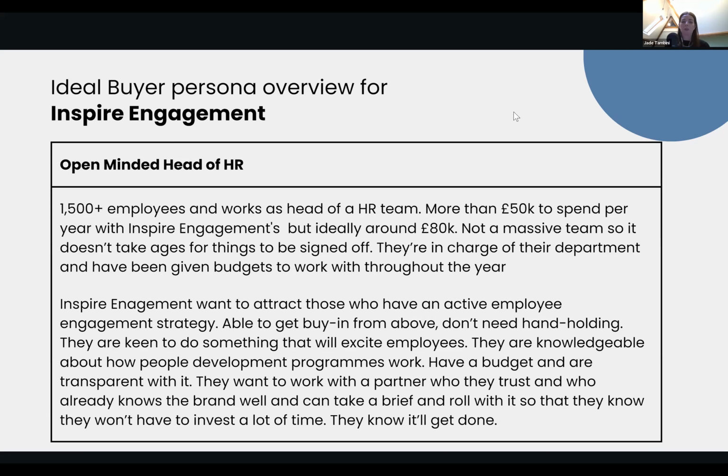So they've got the right number of employees, they're open-minded, they're creative, they're keen to do something that will excite employees. These guys don't want clients who are like, oh, hi, we need a training program for our clients so that they get engaged with us. They want them to be creative and excited about doing something really cool and really interesting to their employees.